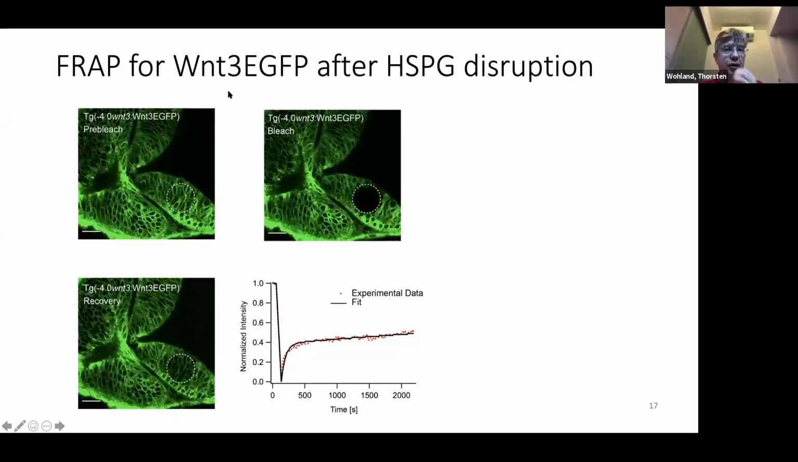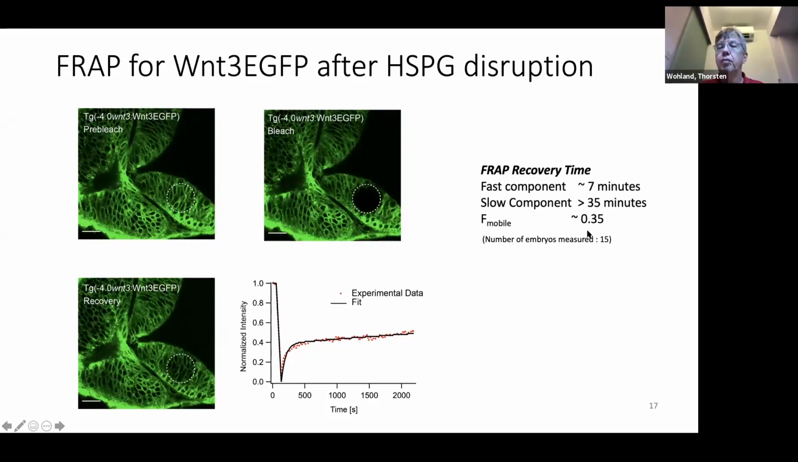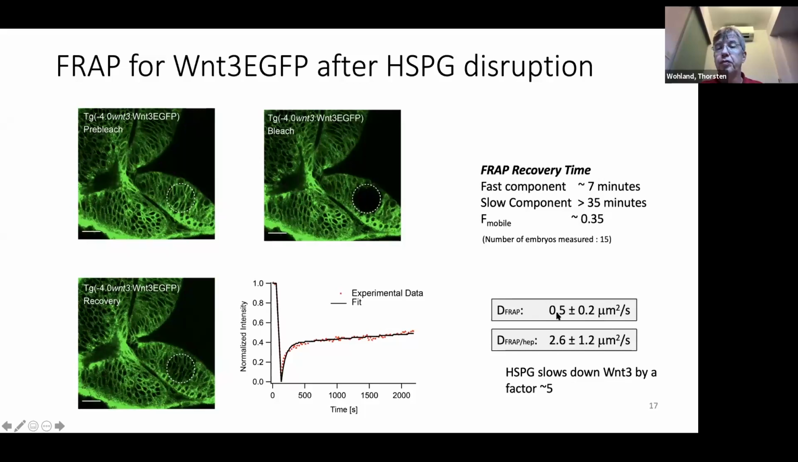So the next thing we did, we took Wnt3 EGFP after we disrupted HSPG. If we do this and fit this data again, we get diffusion coefficients from FRAP of about 0.5 micrometers squared per second before we disrupted HSPG. After HSPG, we get about 2.6 micrometers squared per second. So that means we have about a factor 5 of slowdown explained by Wnt3 binding and interacting with HSPG. You can imagine that Wnt3 not only has to go around the cells, but while it moves around the cells, it constantly interacts with HSPG, and because of that, is slowed down.